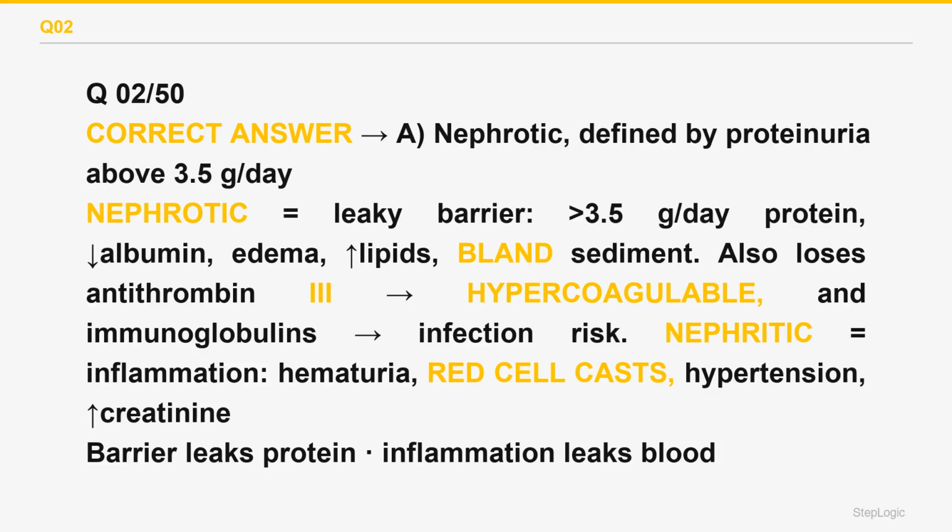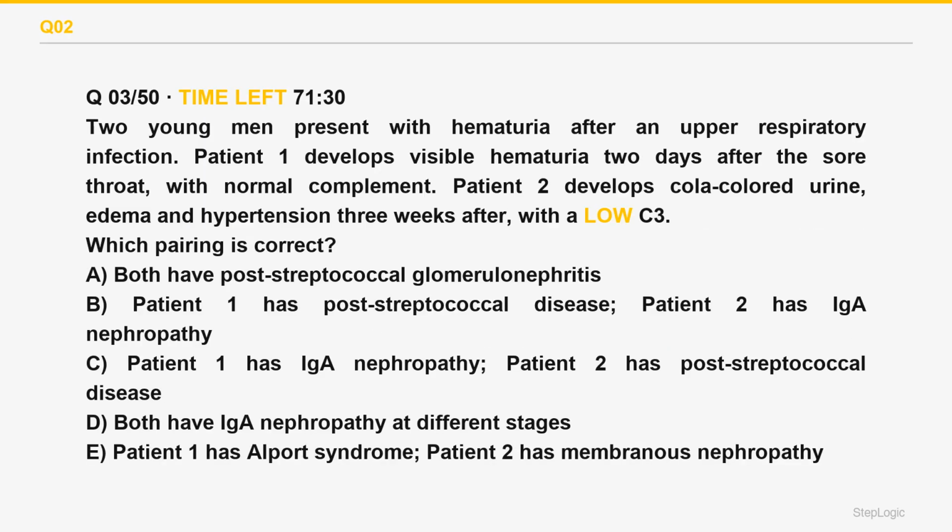Losing antithrombin 3 creates a hypercoagulable state with a particular risk of renal vein thrombosis, and losing immunoglobulins predisposes to infection with encapsulated organisms. If you see heavy proteinuria with a bland sediment, let that lead you to think nephrotic and ask what else was lost. Which pairing is correct?